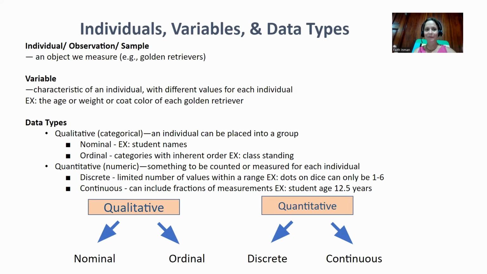Quantitative, another synonym for quantitative is numeric. Qualitative, categorical, quantitative, numeric. It's something that can be counted or measured for an individual. There are 2 types of quantitative variables, 2 types of numeric variables, discrete and continuous. And this is a little bit tricky. It's a little bit tricky. Don't sweat it if you don't totally get it at first. Just know that it exists.